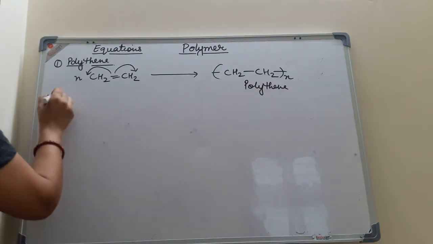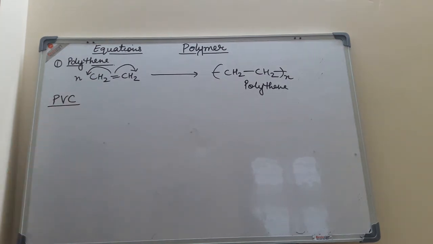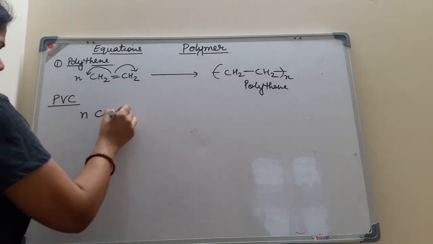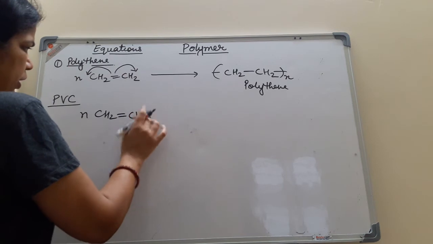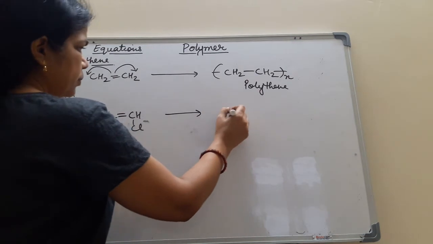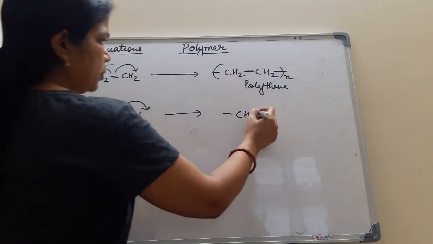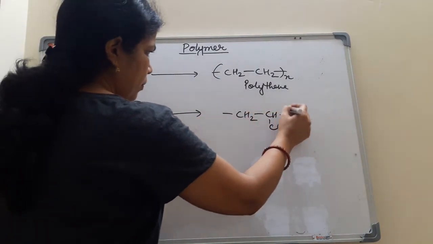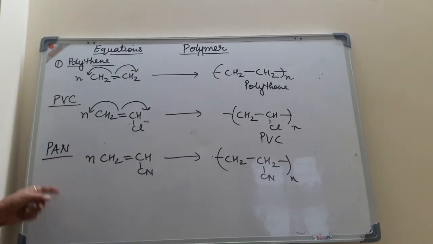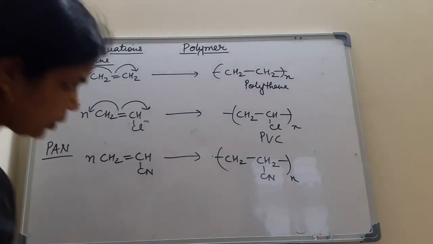For writing polyvinyl chloride, in short PVC, nothing special is needed. You write the same equation, but only H is to be replaced by chlorine. Then the same, this bond will split equally. So this will be polyvinyl chloride. Only H is to be substituted by Cl, the other part will be the same.